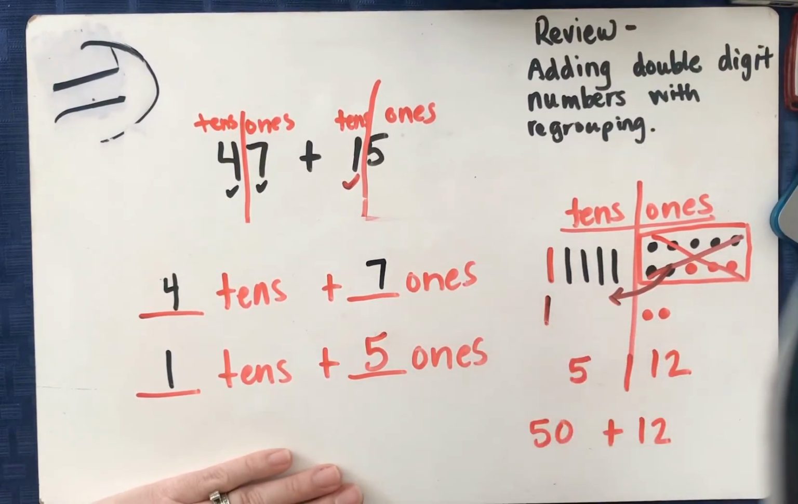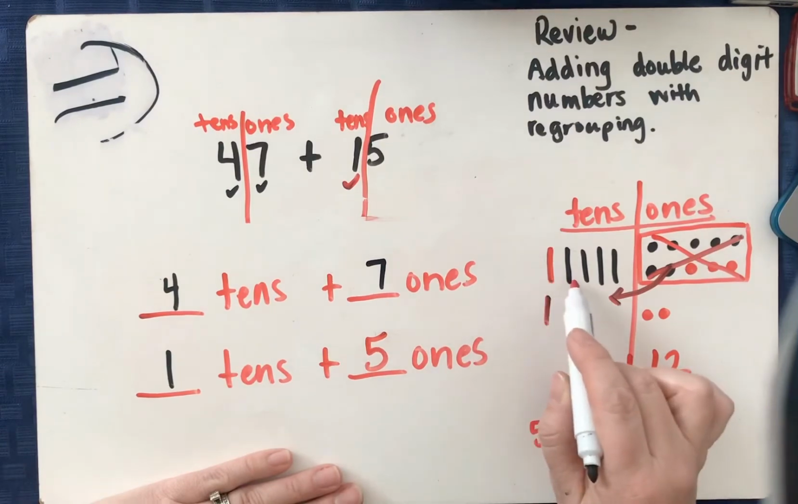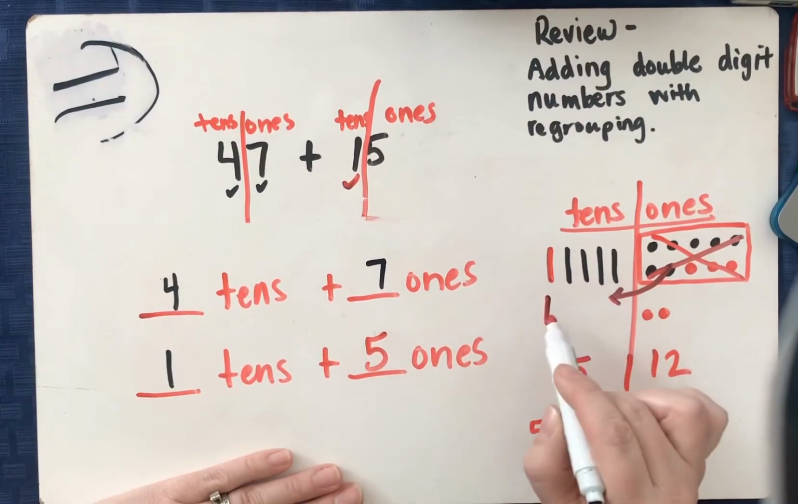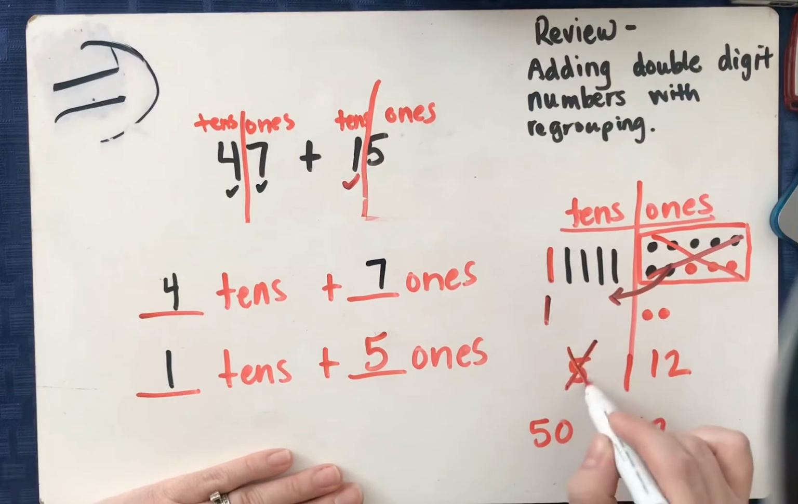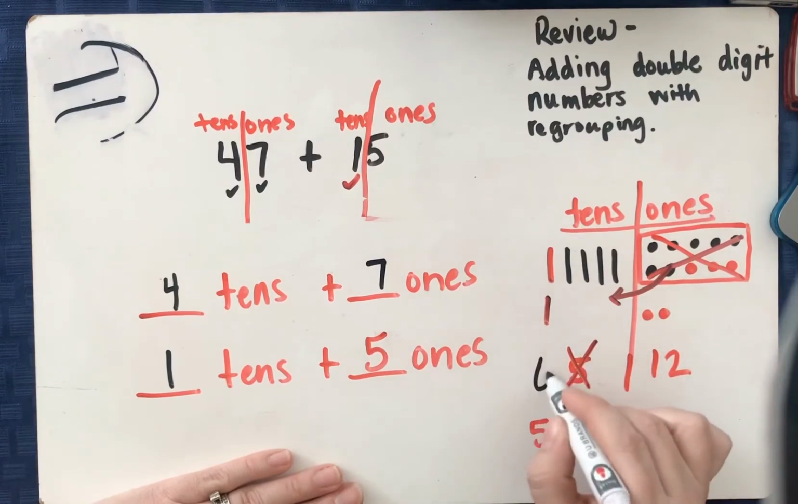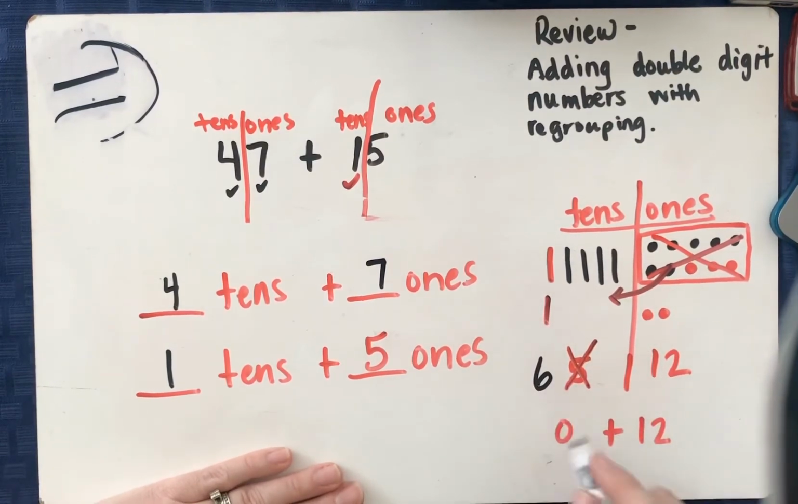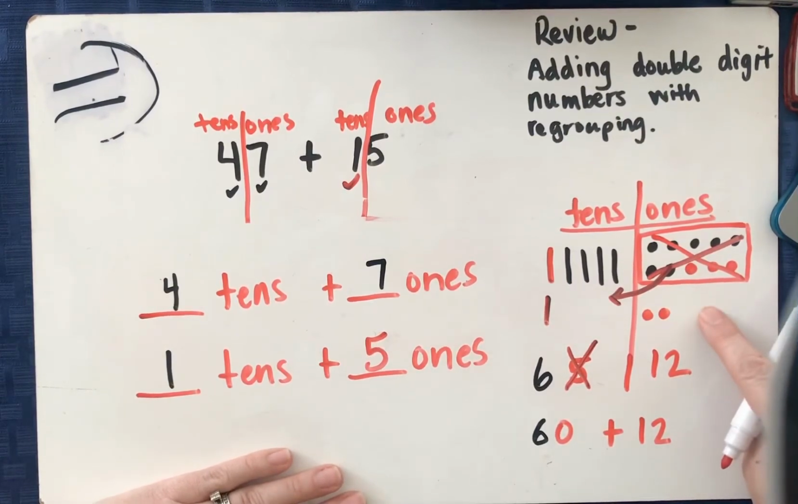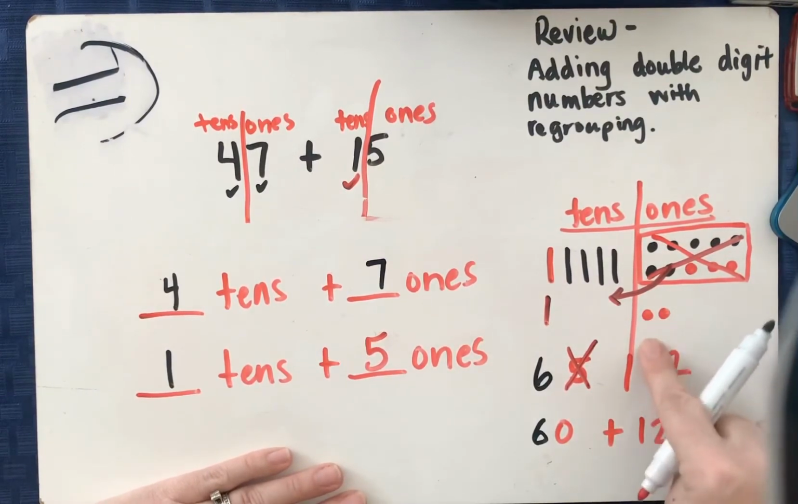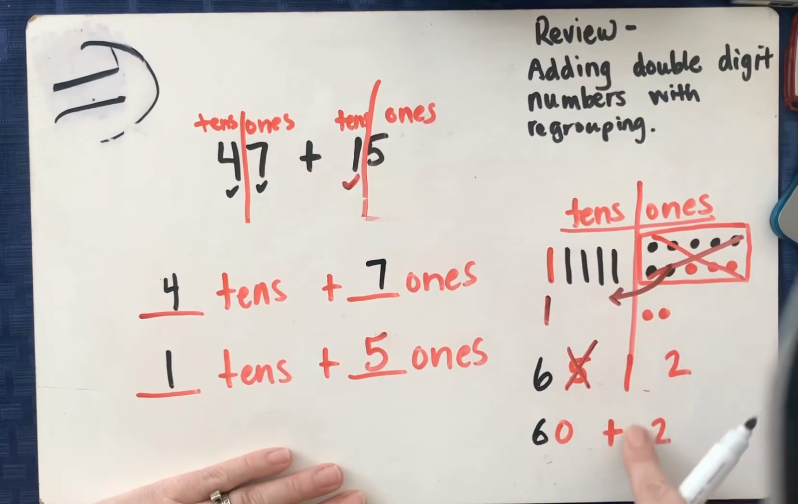So now I have 1 ten, 2 tens, 3 tens, 4 tens, 5 tens, 6 tens, which has a value of 60. I don't have 12 ones anymore. Now I only have 2 ones, and I have 60 plus 2 equals 62.